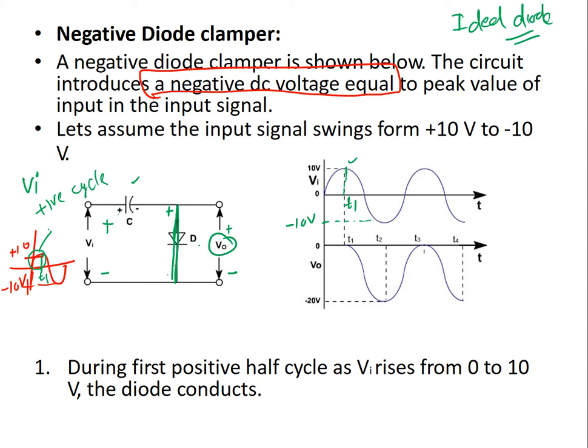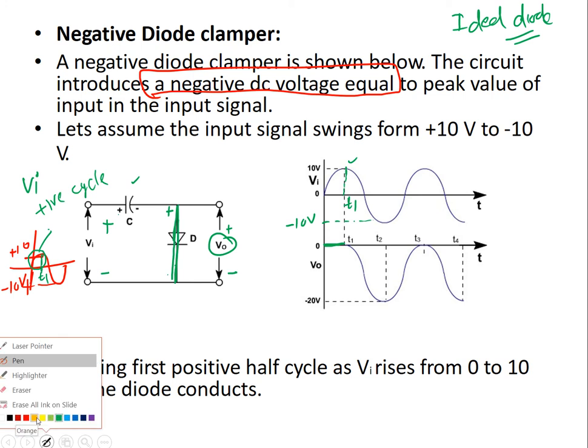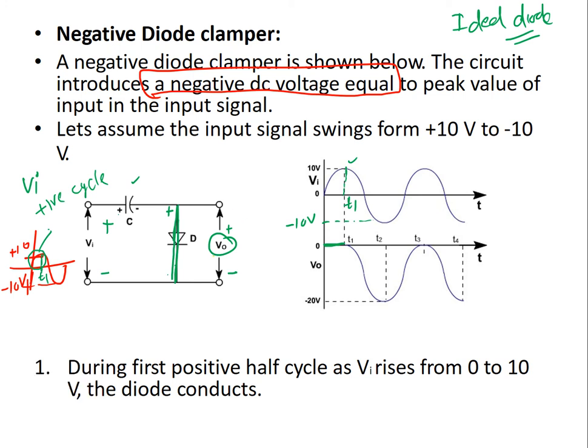Short circuit means the output voltage is 0 volt. So for this case, my output voltage will be 0 volt. Now this is the first thing which is happening during this cycle. This is forward bias, output is 0. But for this case, a current is flowing through this, between 0 to T1, current is flowing.